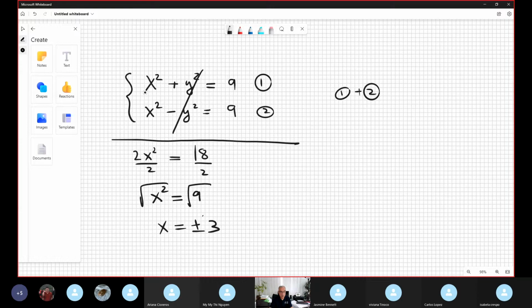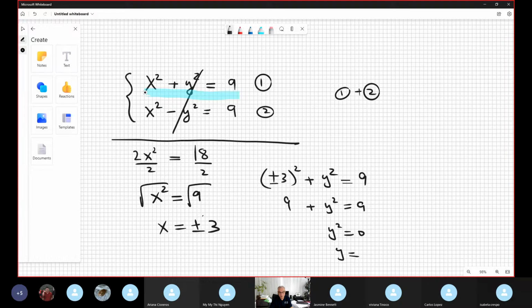If, for example, you substitute this in the first equation, or in the second, either way, look here, that equation. Suppose it is plus or minus 3, x squared plus y squared equal 9. This is 9. Wow, so it's obvious that y squared is 0. Therefore, y is 0. And we have 2 points. The points are 3, 0 and negative 3, 0. 2 points. That was easy. Very easy.